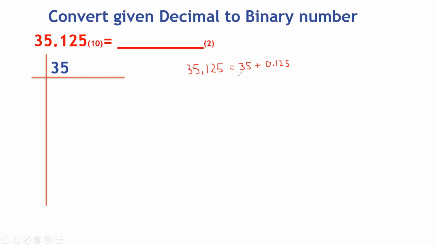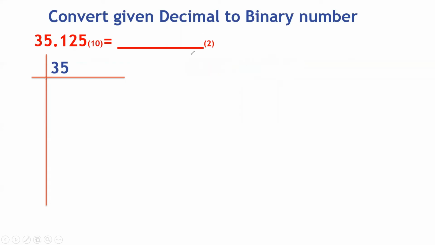So 35 is an integer. Now we will follow the previous example steps, that is, going on dividing it by 2. For the fractional part, we need to go on multiplying it by 2. Let us see the process, how we are going to solve this problem.